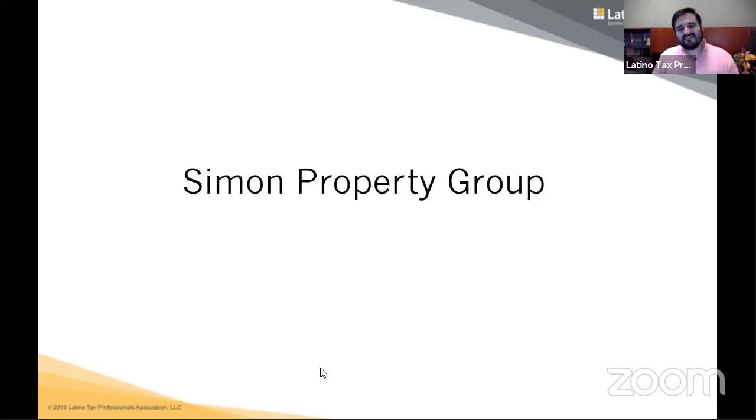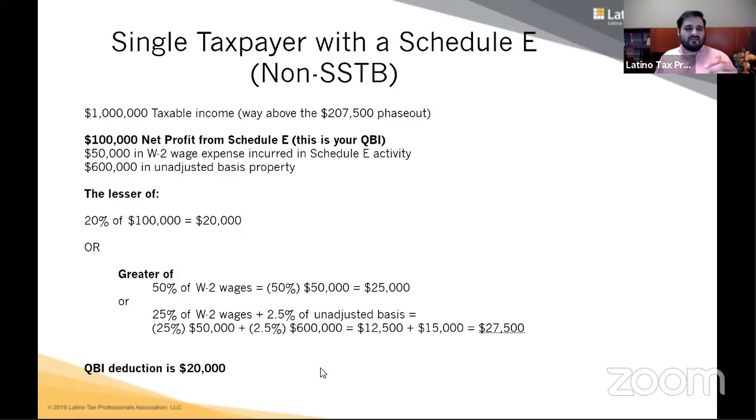Let's look at another example here at a rental activity. So Simon Property Group, this Simon, he's a single taxpayer. He has $1 million of taxable income. $1 million is way above the threshold, right? But he's not a specified service trade or business.